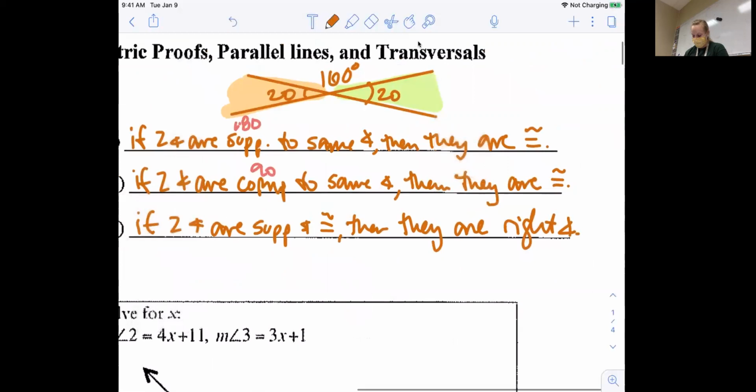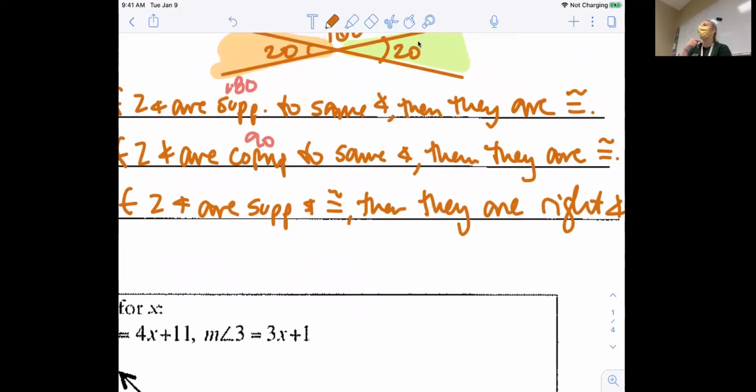The reason we can't use complementary is complementary are 2 angles that add up to 90. So if I've got 2 angles that are supplementary and congruent, that means that they're the same measure and they both add up to 180. Well, what would that be? 2 times something equals 180. They both have to be 90.